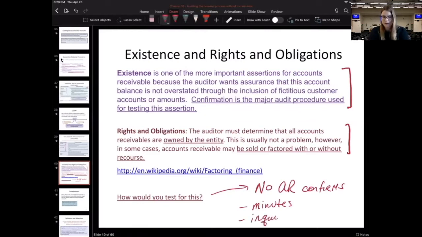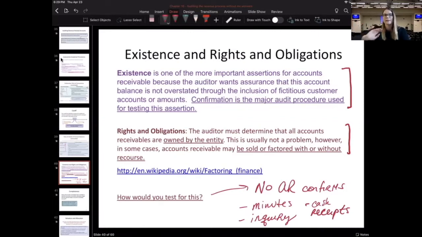Inquiry is another one here. So basic inquiry with management. Hey, do you own your AR? This is another procedure. Another thing is cash receipts. So we can look for large or unusual cash receipts. And when I say large or unusual, think about the size of most companies' accounts receivable, right? Versus the size of the average payment they get for sale of product, right?